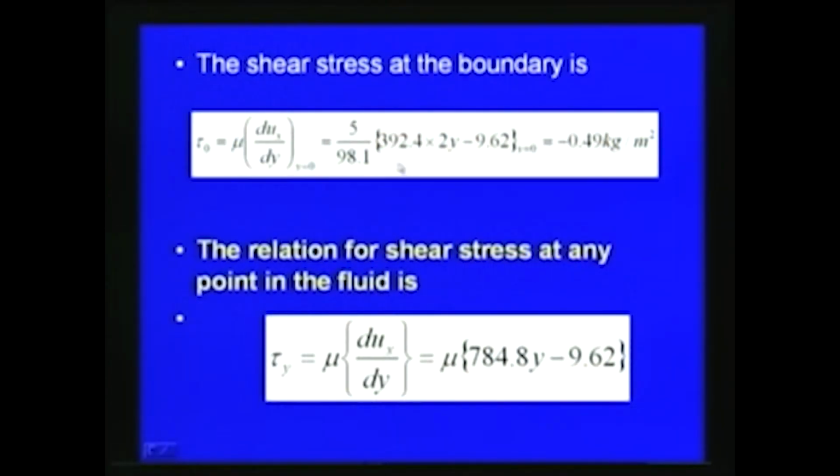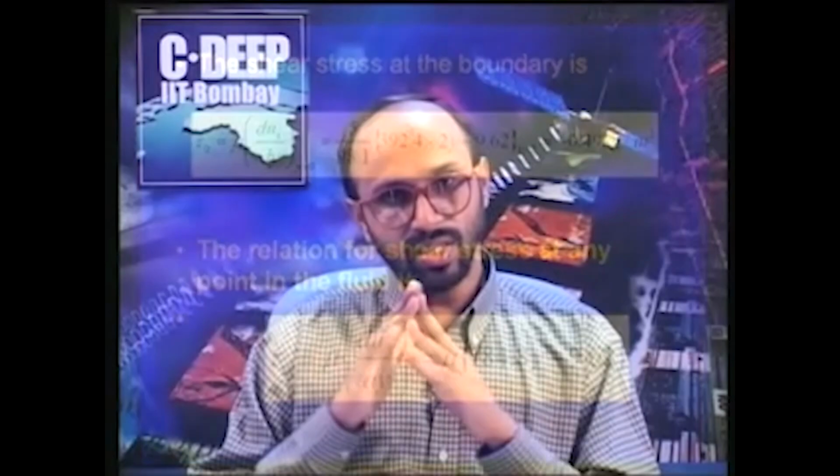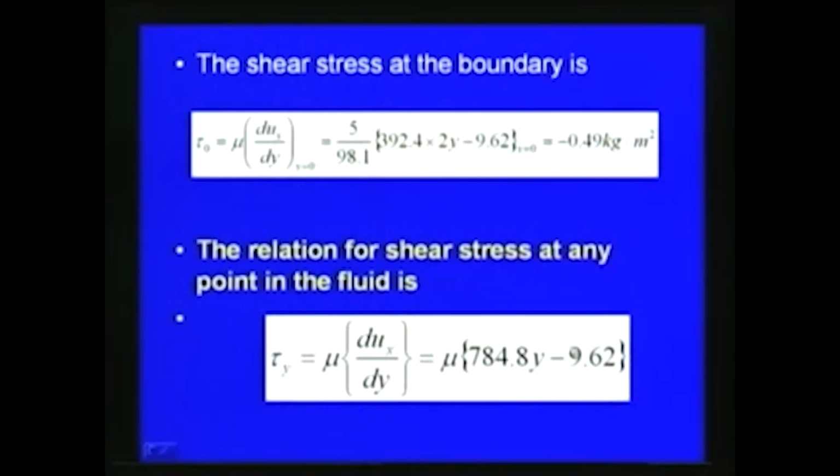So, this gives the shear stress. To get a relationship for the shear stress at any point in the fluid, we take tau is equal to mu into dux by dy. Taking the derivative of the velocity expression gives us mu into 784.8 into y minus 9.62. This gives the relation for the shear stress, and like this we can find out the various parameters.